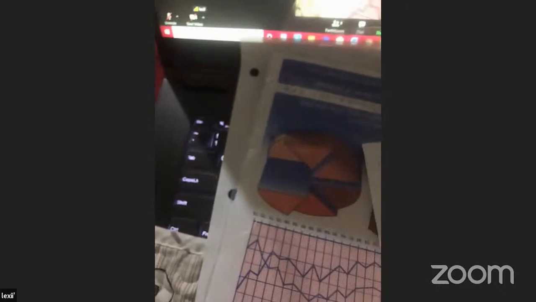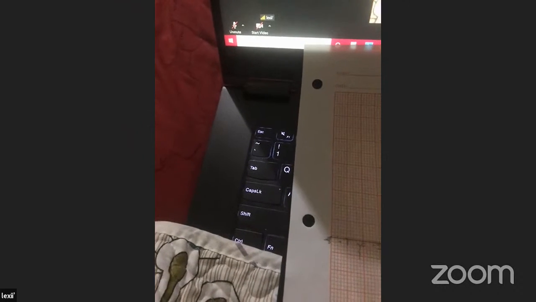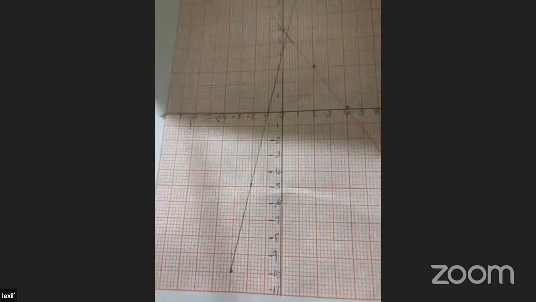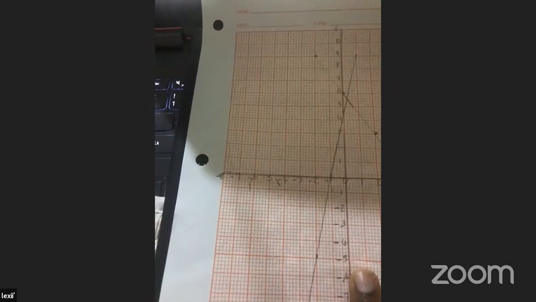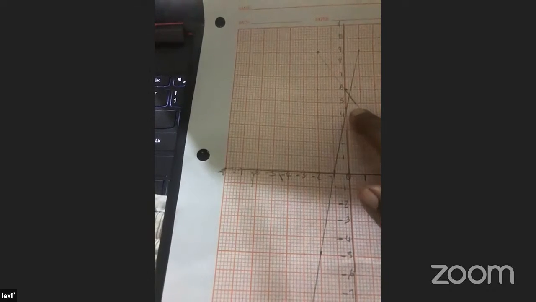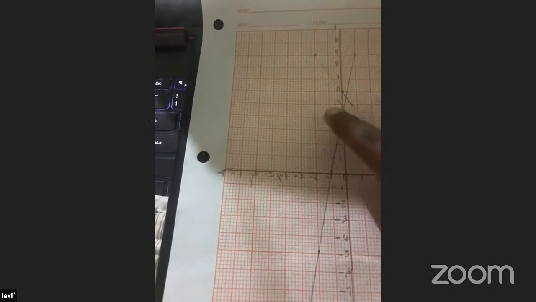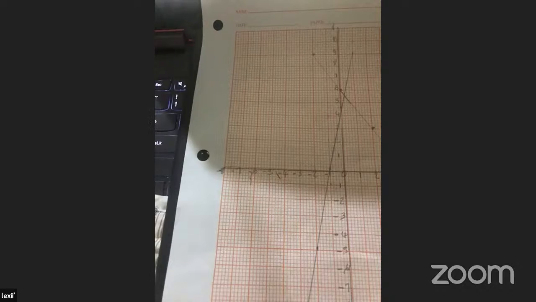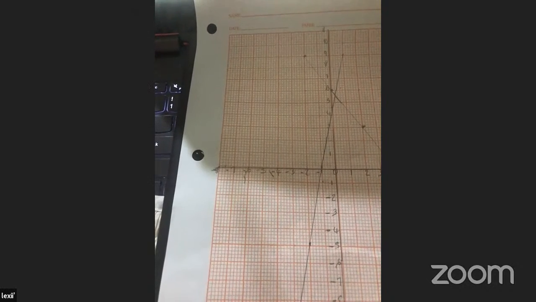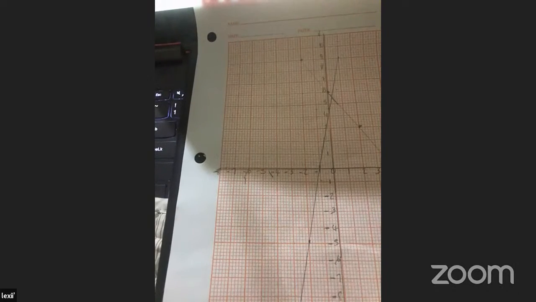Yes, sir. You sure? Are you sure? Show me how you use the negative 1 over 5. So I start from the y-intercept and I count 1 across, 5 down. But it says negative 1 over 5. But isn't 5 supposed to be the run? Isn't 5 supposed to be the run?